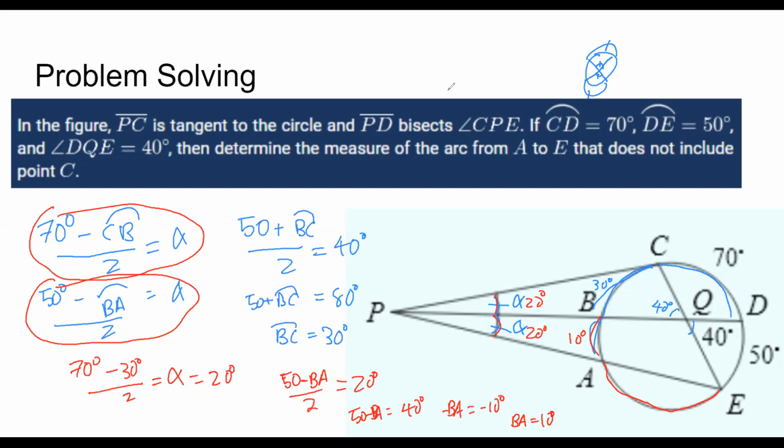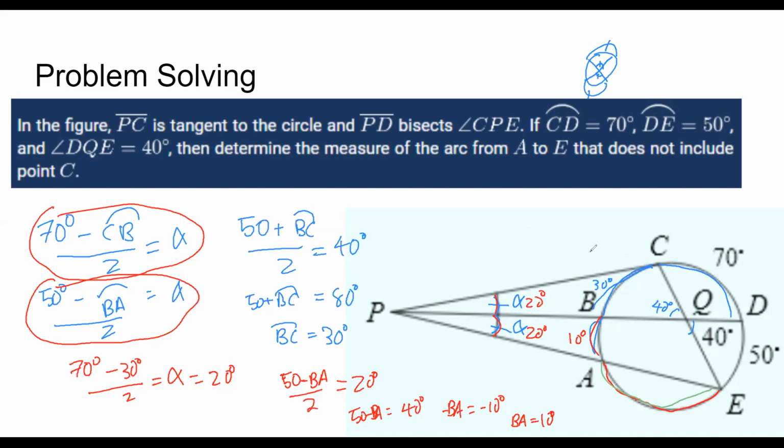We're looking for AE, just over here. Does anyone have an idea of how we can find AE for our final step? For a hint, it's not any of the equations that I went over earlier.